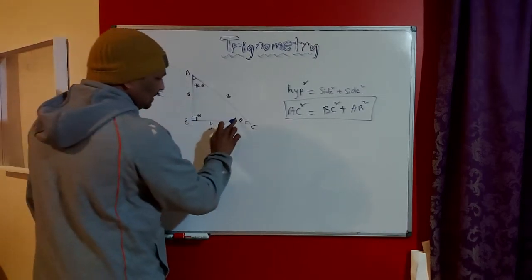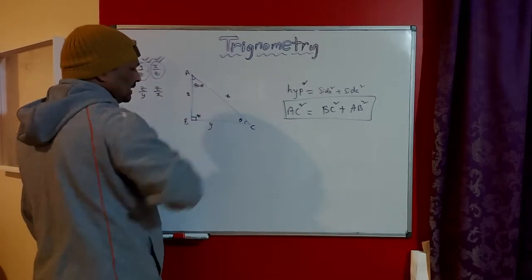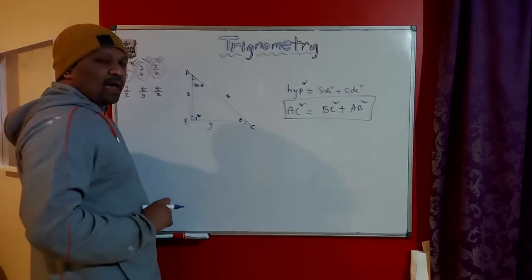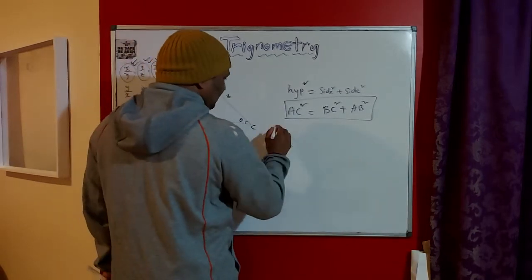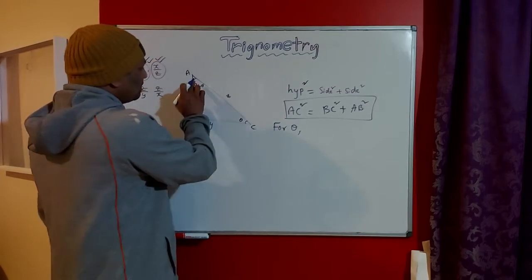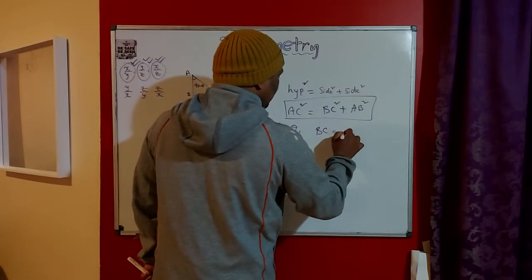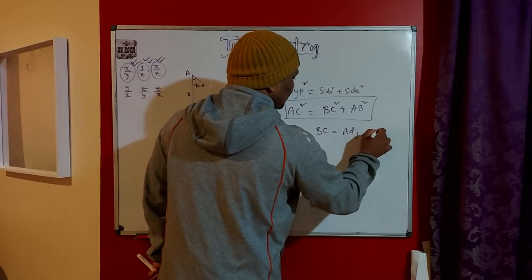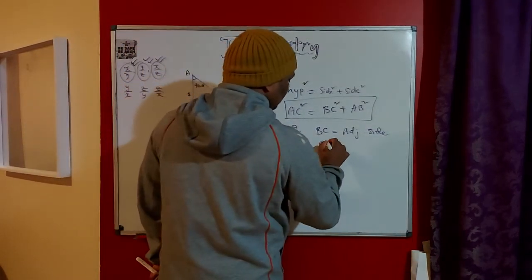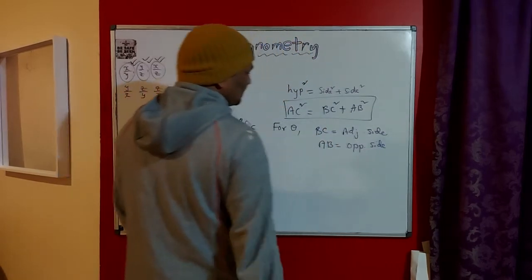So when you consider this as theta, I said this is one side, this is another side. For theta, this side is the adjacent side. I am not talking about the other angle, I am only talking about this angle. For theta, BC is the adjacent side. For theta, AB is the opposite side.